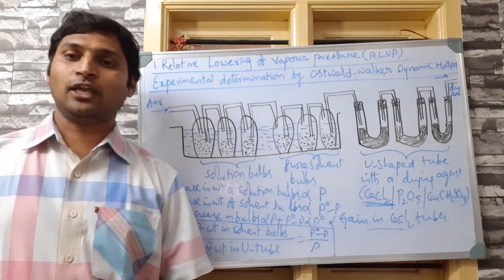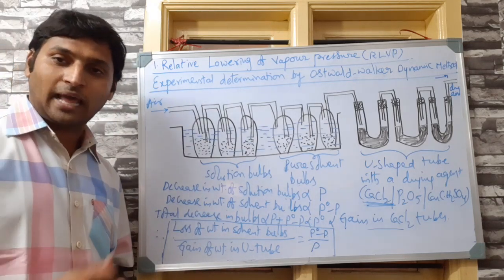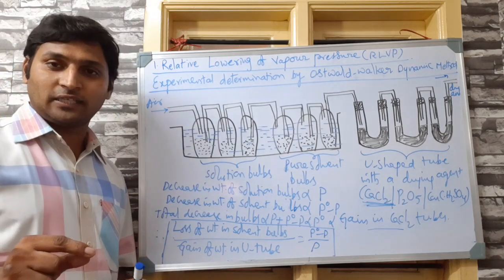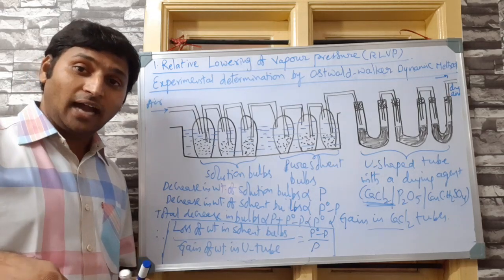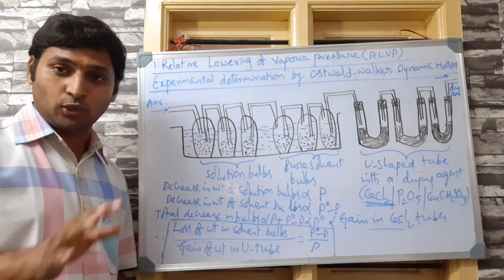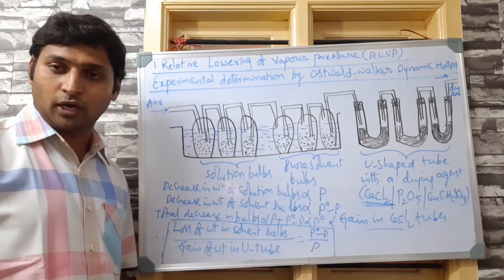So as I was telling you, when an unknown solute comes to the laboratory, its relative lowering of vapor pressure can be determined, so that using that, its molar mass can be identified. I told you, right? Using the calculations which we got.